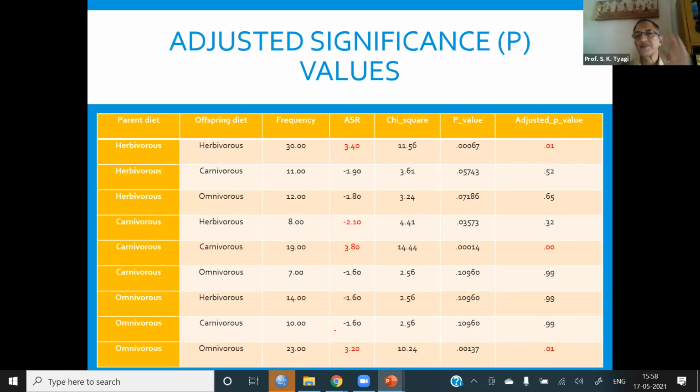So now these are the values. I have taken them here. This is frequency. These were the adjusted standardized residuals, and we observed that these four were significant. Okay, these four adjusted standardized residuals are significant. But if we make the Bonferroni adjustment, then only three are significant.